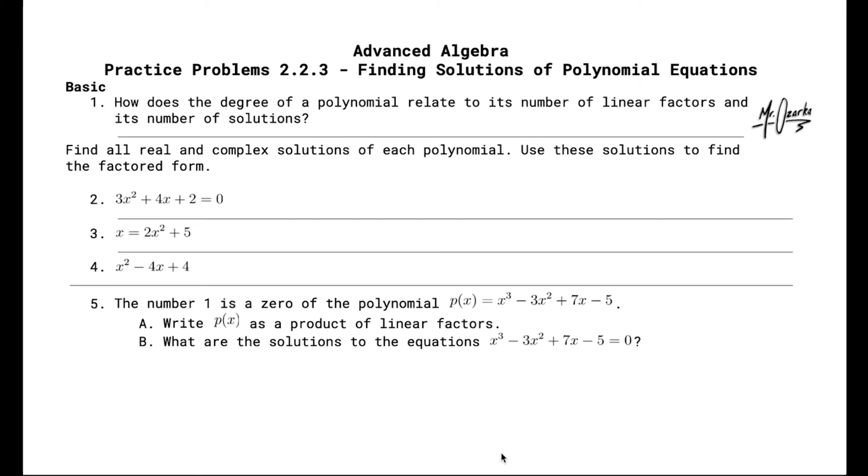All right, so this is going to be a video about finding solutions of polynomial equations, and I'm basically going over this concept of finding solutions using 5 example problems here. So hopefully by doing these example problems, it'll make more sense of this concept.